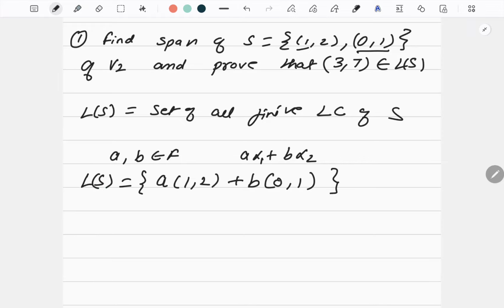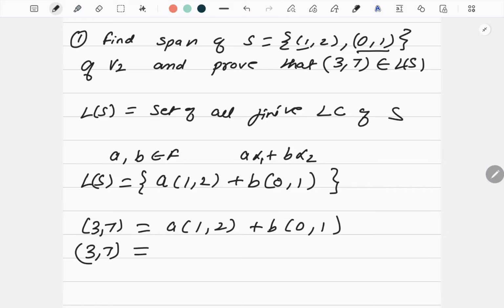Now what is the concept? If you can find a and b for any element, that element belongs to the span, otherwise it does not belong to the span. So now let us check for (3, 7). If I can write (3, 7) in this combination, then it is in the linear span, otherwise it is not. Okay, so let me solve this.